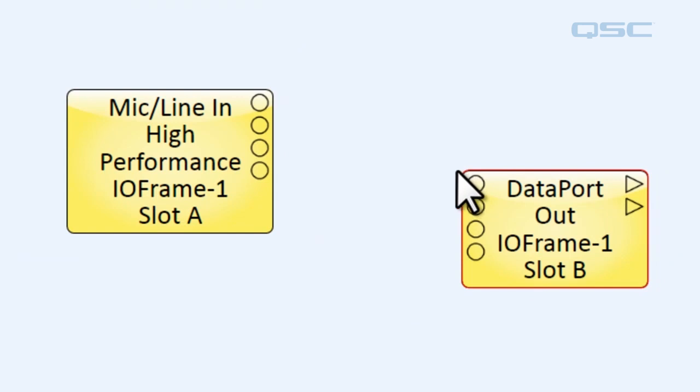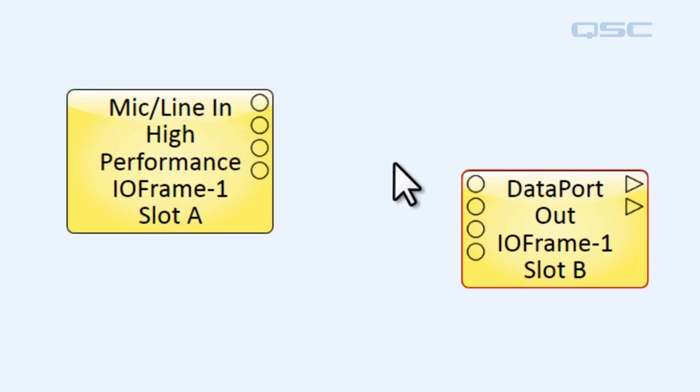Now let's take a look at these two components. Normally there would be a whole lot of digital processing that goes on in between these two. Audio comes into our system through the mic line in, it goes through DSP, and then it goes out into our system, like to a loudspeaker or an amplifier, through the data port. But for the sake of this tutorial, we're just going to connect them directly.